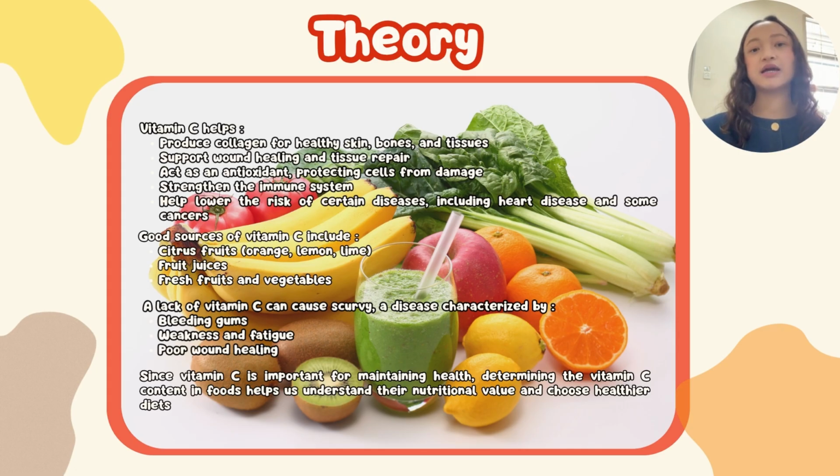Vitamin C acts as an antioxidant, protecting cells from damage. It also helps to strengthen the immune system and lower the risk of certain diseases, including heart disease and cancer. Good sources of vitamin C include citrus fruits such as orange, lemon, lime, fruit juice, fresh fruits, and vegetables.